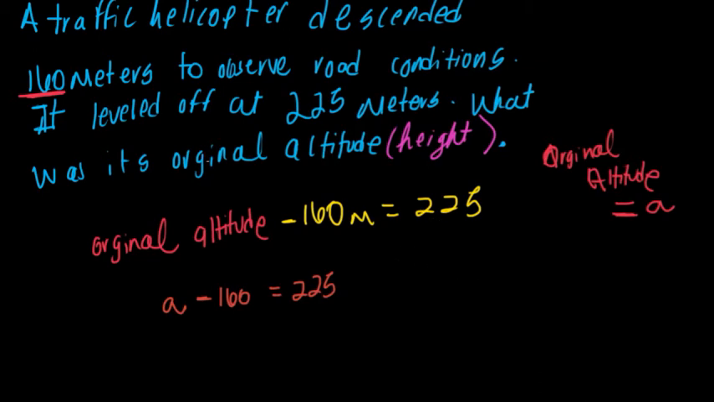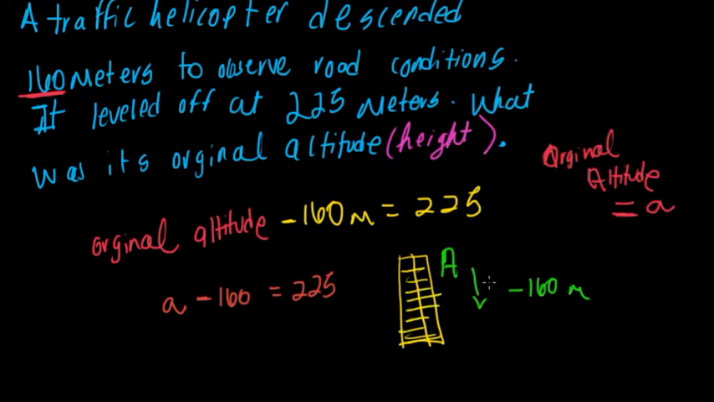Because what this says is that we started off at a height. Okay, so let's see if I can draw this out here so you can understand a lot better. We started off at our original altitude, which is A. We went down 160 meters. So when we're up here at the original altitude, we're up here where the height of all the buildings are. Then we descended 160 meters, because we want to get to this road.